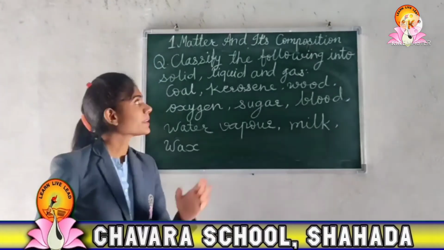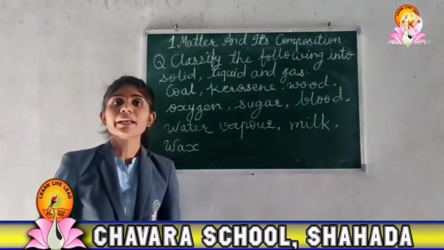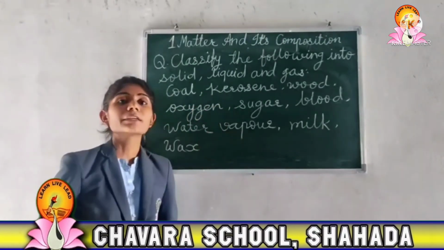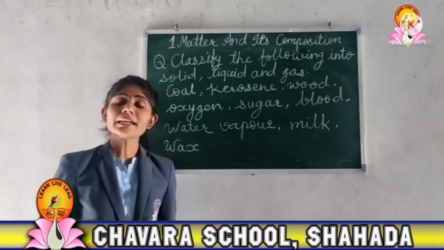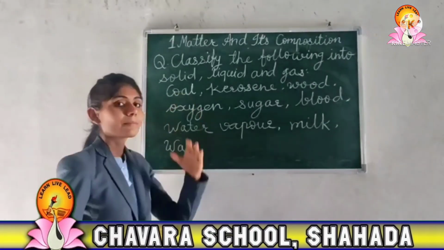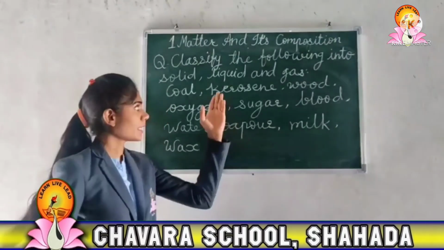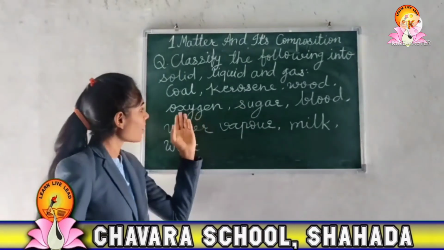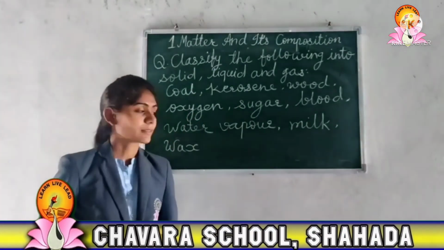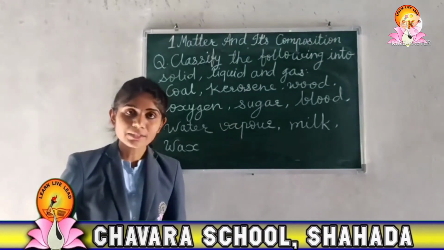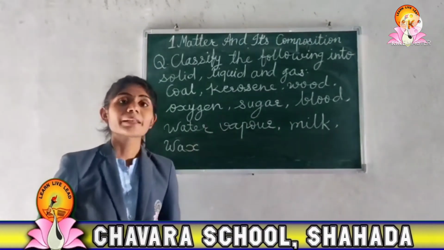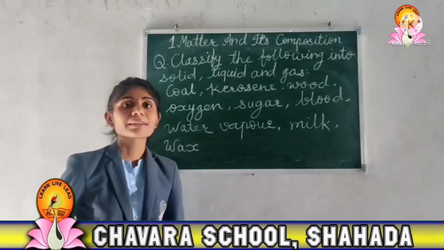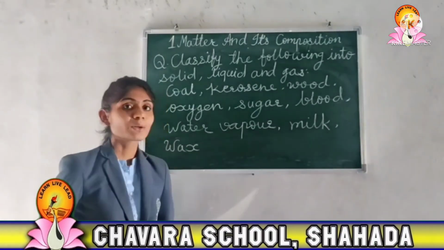Next question is, classify the following into solid, liquid and gases. There are different examples of matter given. Let's classify them. Coal. Coal is a solid. Kerosene is a liquid. Wood is a solid. Oxygen is gaseous state. Sugar is in solid state. Blood, liquid state. Water vapor, gaseous state. Milk, liquid state. Wax, solid state.